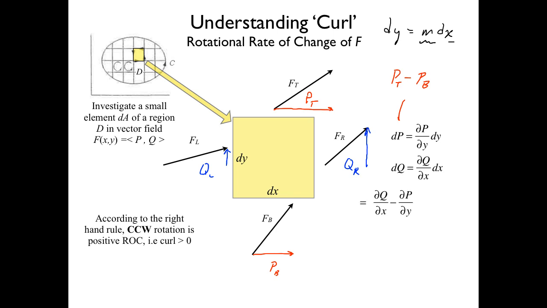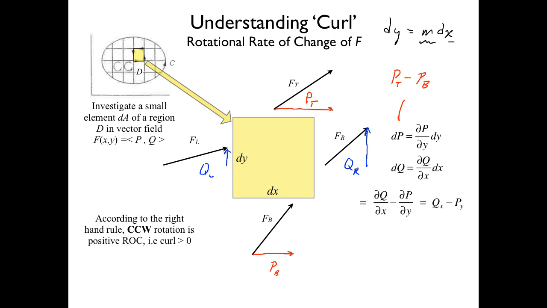So we're going to take the positive partial of Q with respect to x, because positive means counterclockwise, but for P, positive would mean clockwise, and so we're going to take the opposite of that. And we're summing those up to get the total rotational rate. That should look familiar, right? What is that?